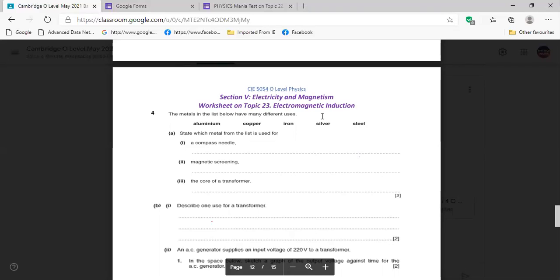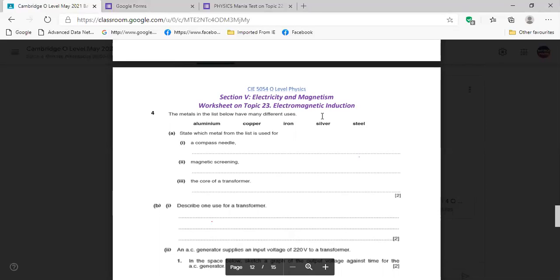We are channeling the magnetic field lines over there, so we need iron. Iron and steel is the answer. The first one is steel, the second one is iron, the third one is iron. Okay, then next.